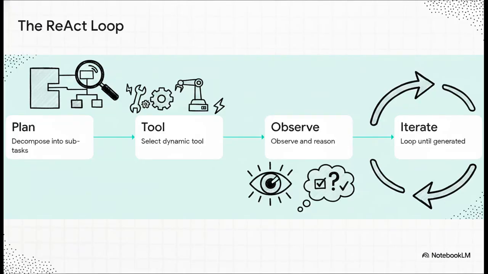This happens through a step-by-step logic sequence known as the REACT loop, which stands for reasoning and acting. This is the absolute engine of Agentic RAG. First, it plans and breaks your query down into smaller subtasks. Second, it selects a dynamic tool for the job. Third, it observes what the tool spits back and reasons about it. If the result is garbage, it realizes the plan failed and it iterates. It loops back, tries a new search or a different tool, and keeps going until it has everything it needs to generate a solid final response.